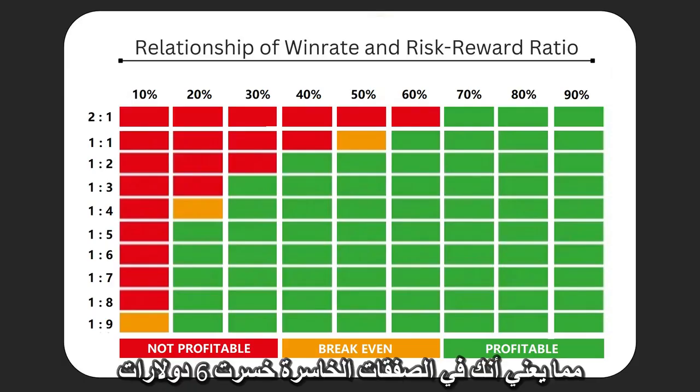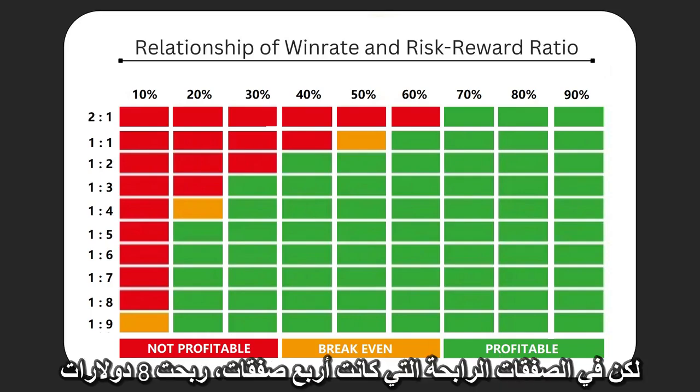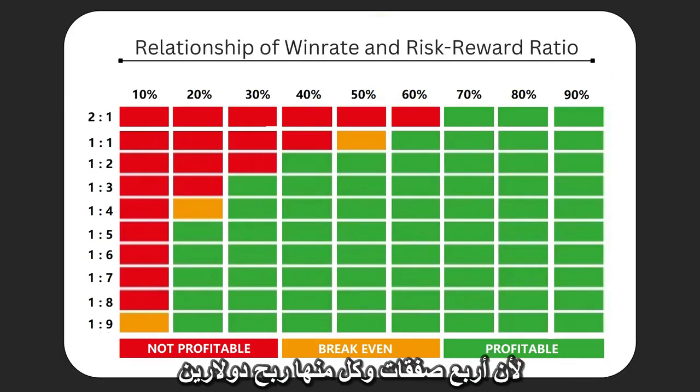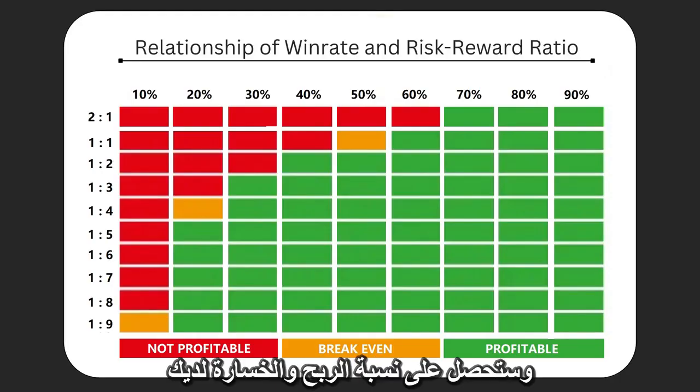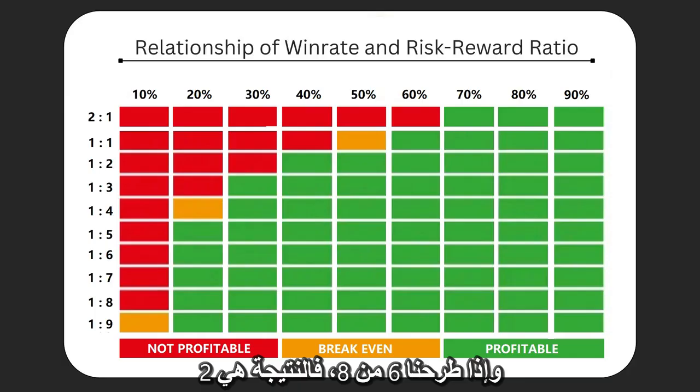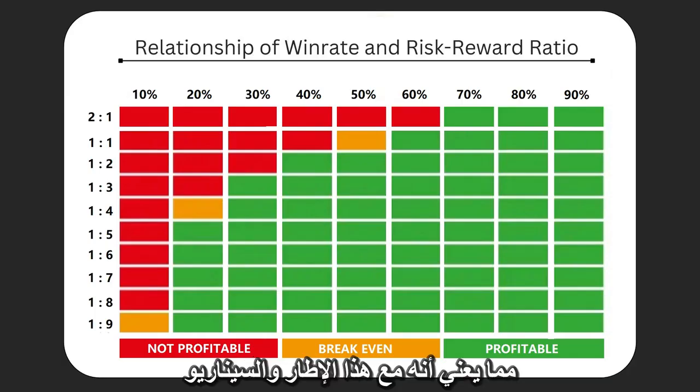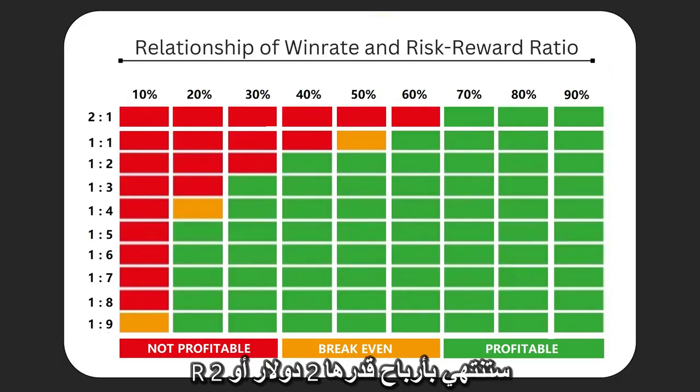So that means on the losing trades you lost $6, but on the winning trades that you had, which were 4 winning trades, you won $8, right? Because 4 trades and each profited $2, and 4 multiplied by 2 is equal to 8. Now subtract the losing amount from the winning trades and you'd end up with your profit and loss. And if we subtract 6 from 8, it's equal to 2. That means that with that framework and scenario, you'd end up with $2 profit, right?